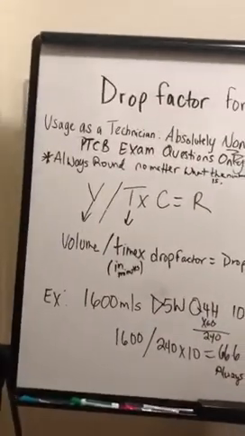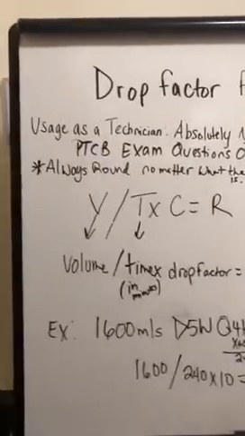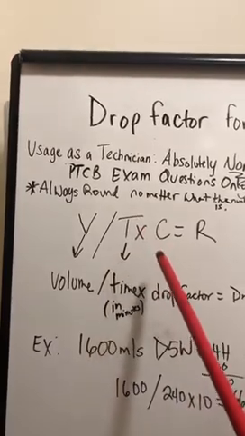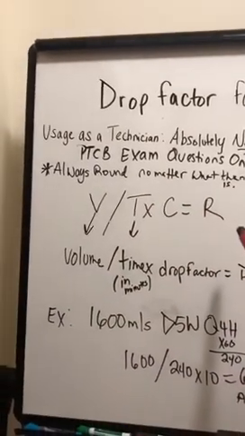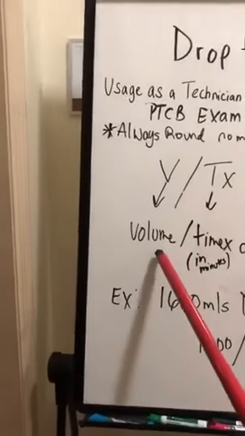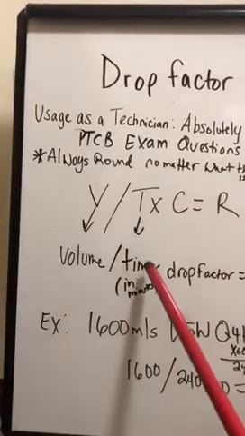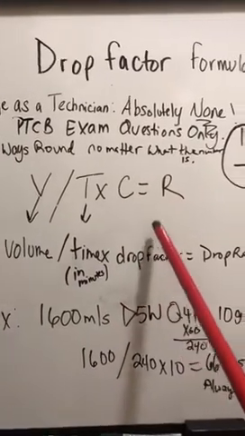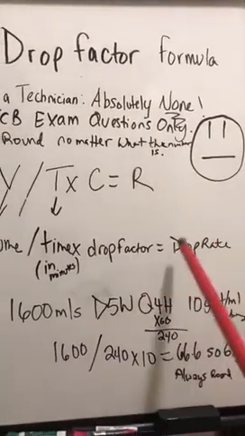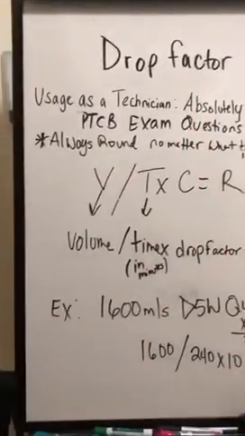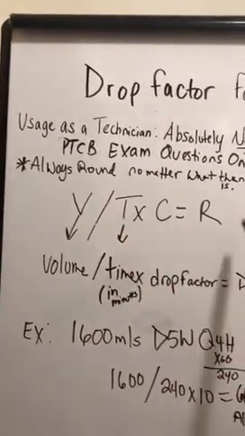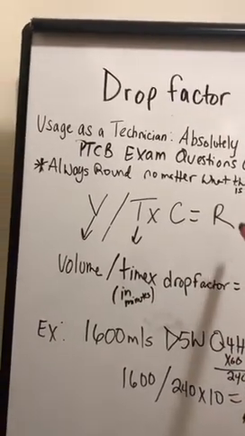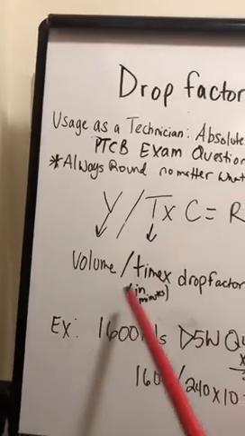Anyway, the formula for the drop factor is V divided by T times C equals R. V stands for volume, T stands for time, C is the drop factor, and R is the drop rate, which is your final answer. The great thing about the drop factor is that all of these things are given to you within the problem, so you're not left guessing anything. You're simply taking the information and plugging it into the formula.